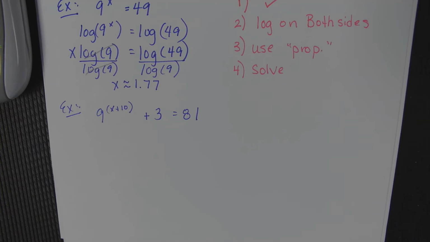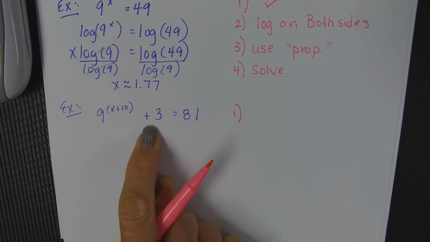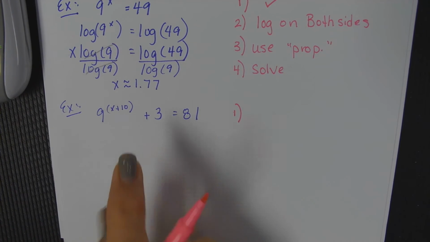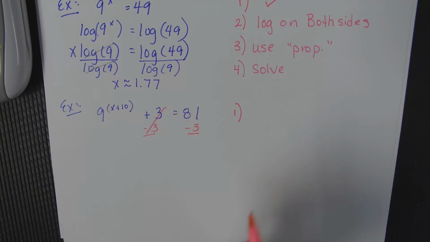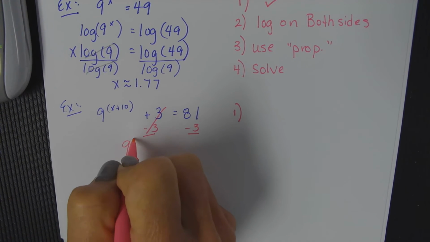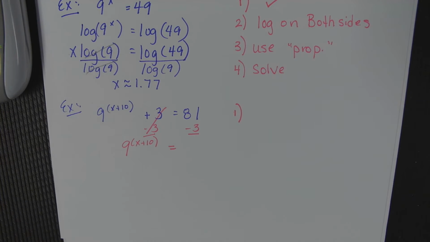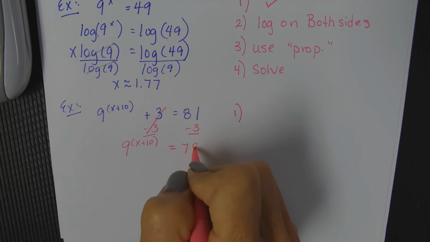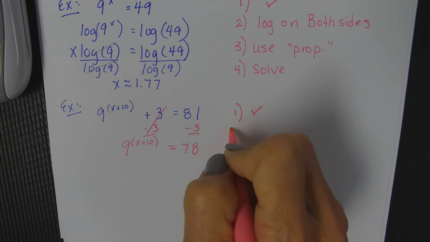Step one, we've got to fix this. What's wrong with this problem? We need the base and the exponent isolated. What do I do with this positive 3? Subtract 3 on both sides. Now I'm left with 9 to the x plus 10 equals, what's 81 minus 3? 78. I only feel like half of y'all are listening. I hope you're taking notes.